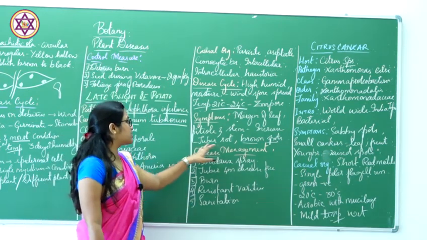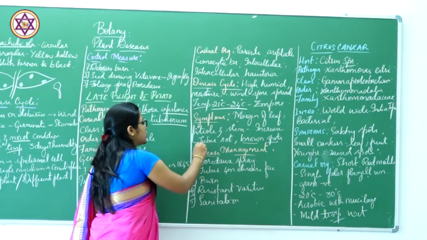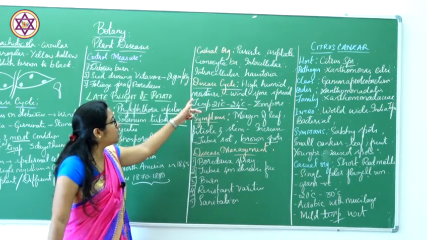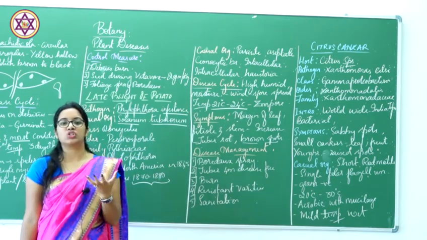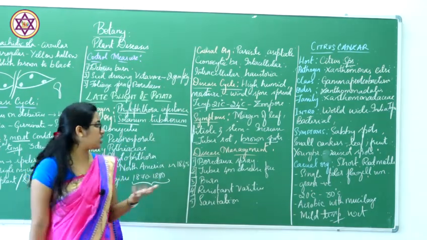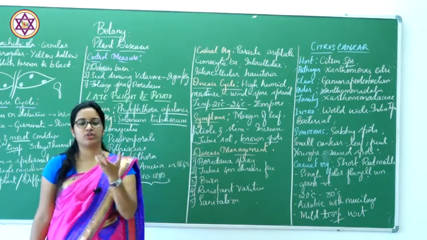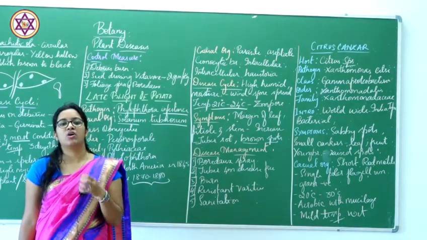Now, there is another special thing that is called tuber rot. As I said earlier, the moisture content in the soil is also important. If the soil has lots of moisture, then the tubers, that is the potato tubers, will become rotten.